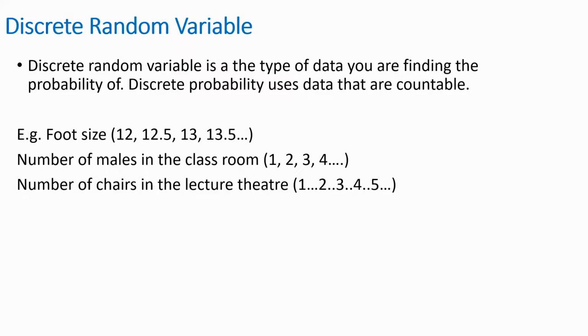These are the ones I'm trying to give you as an example. Foot size, number of males in the classroom, number of chairs in the lecture theatre. These are things you can count. These are called discrete. Okay?